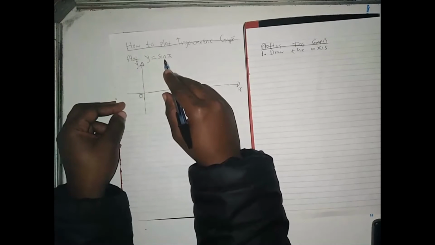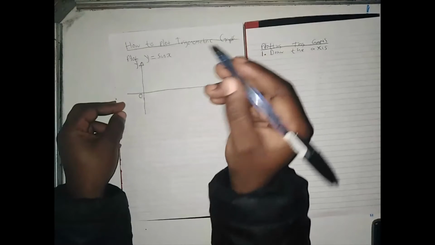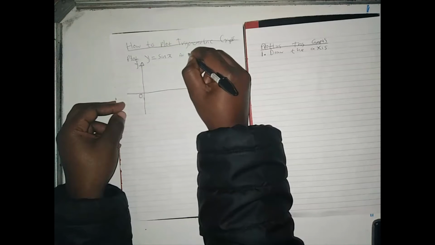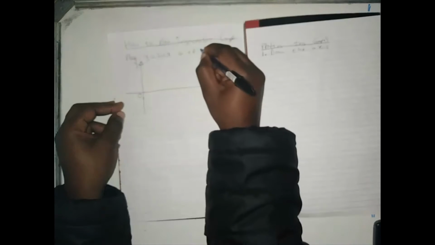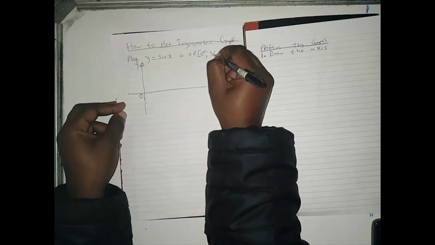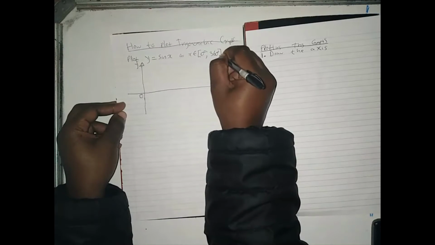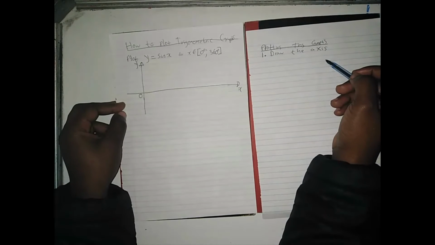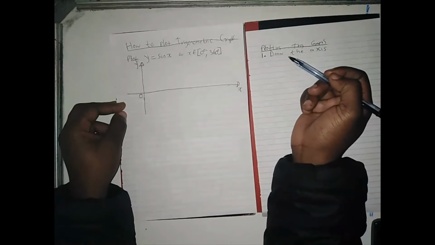They can't tell you to plot y is equal to sine x and then not give you an interval. They will give you an interval, and then they will say for x, let's say in this case, for x an element of 0 degrees up to 360 degrees. Okay, so step number 1, plot the axis. Right, so here are the axes, you have plotted them.